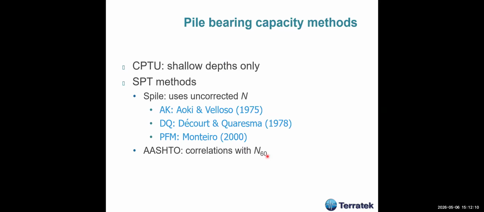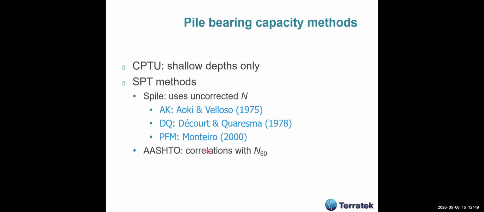Also, there are other methods which we decided to use, and some of them were very good. The CPTU is by far the best method, with the best correlations, for calculating the pile capacity based on CPT. However, we couldn't use that. Why? Because the CPTs didn't go very deep. They went up to, say, 30 meters or so, but we had piles that reached nearly 100 meters. So we had to use SPT methods.